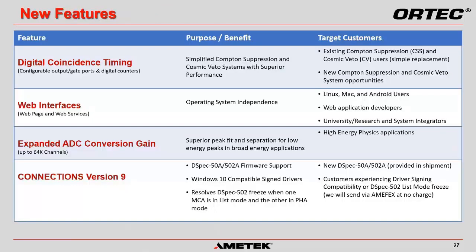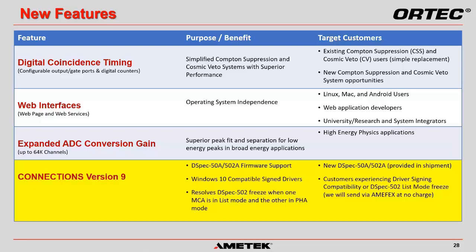Finally, we have updated Connections to version 9. This update supports the new DSpec 50A and 502A firmware, but it also resolves a critical issue that recently arose with the Windows 10 driver signing compatibility and a lesser-known issue where a DSpec 502 could freeze when one MCA is in list mode while the other is in PHA mode.